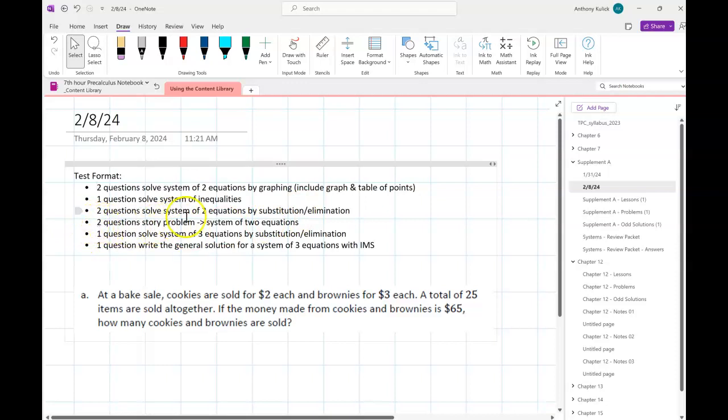I have 2 story problems that are basically, you end up having to write a system of 2 equations to solve it. I have 1 question where I ask you to solve a system of 3 equations by substitution or elimination. Again, your choice. I won't designate what you have to do. And then 1 question where I ask you to write the general solution for a system of 3 equations that has infinitely many solutions.